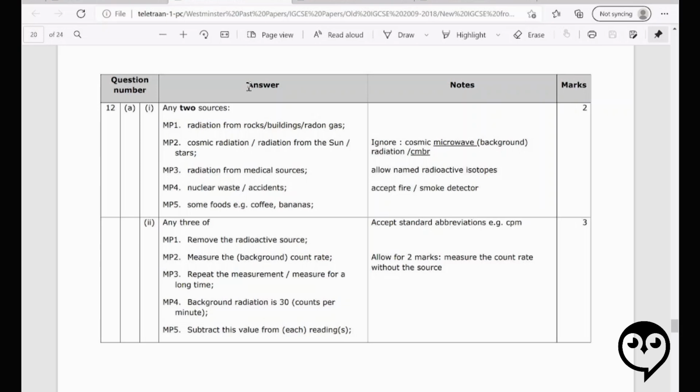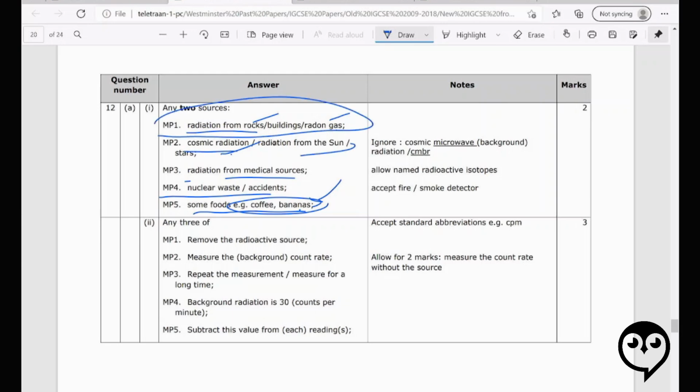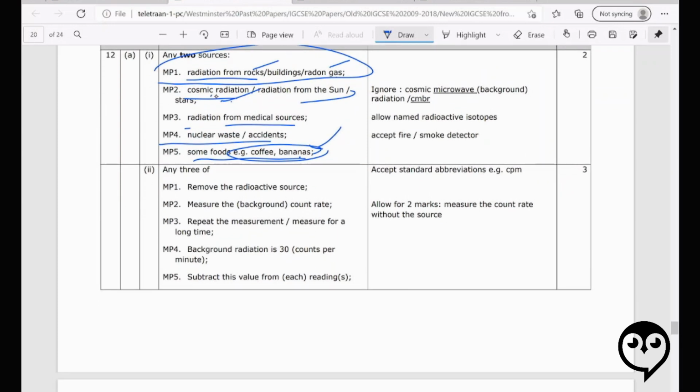Okay, so real quick, sources of background radiation: rocks, radon gas, cosmic radiation, I guess medical sources, nuclear waste, some foods. There's a radioactive isotope of potassium in bananas, so sometimes they'll have that. I think rocks, radon gas, radiation from the sun or from space, that's fine.